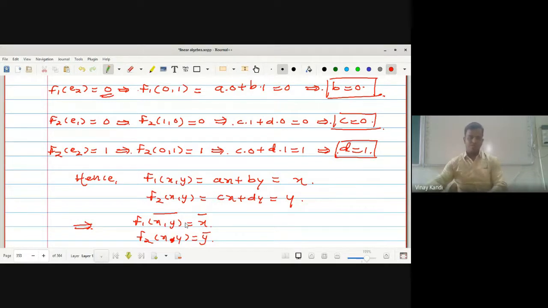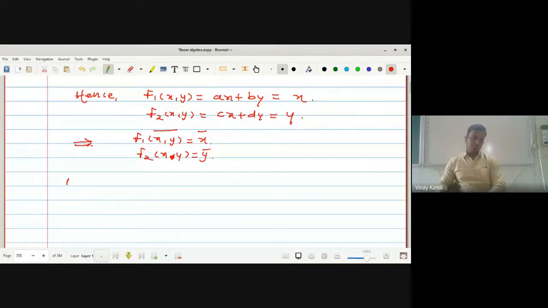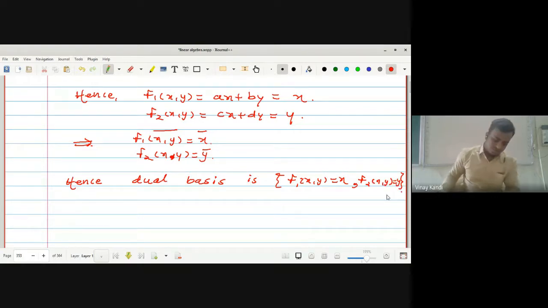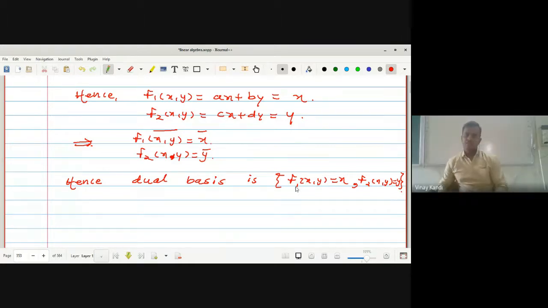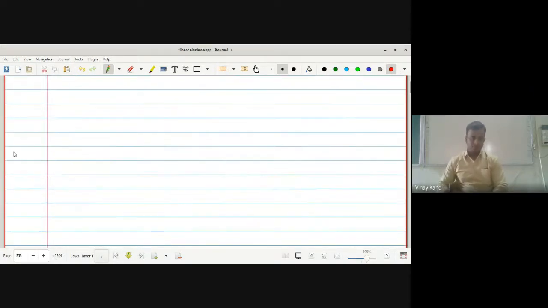Okay, so hence the dual basis is f1 of xy is equal to x, comma, f2 of xy is equal to y. Any doubt? No, sir. Okay, what is your function? f1 transforms xy to x, and f2 of xy transforms to y. Okay, now next example is the second one.